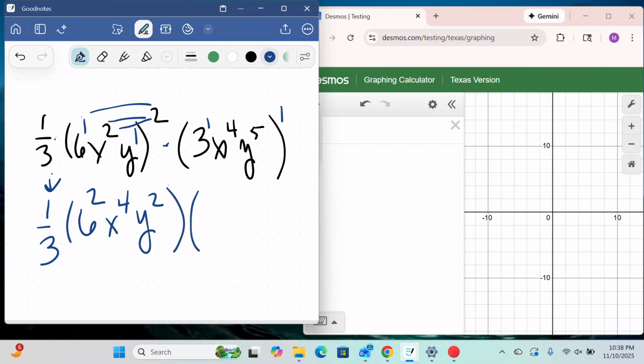Close parentheses, and it's going to give me 3 to the 1st, x to the 4th, and y to the 5th. Close parentheses. And of course, why did I do that? I had to distribute the 2. 2 times 1 is 2. And right here, 2 times 2 is 4.